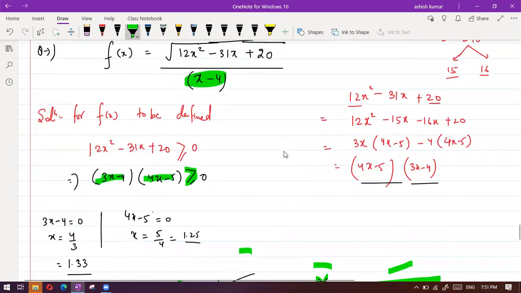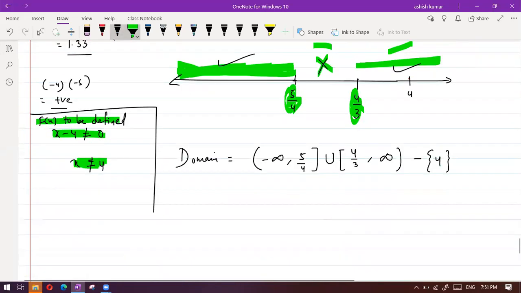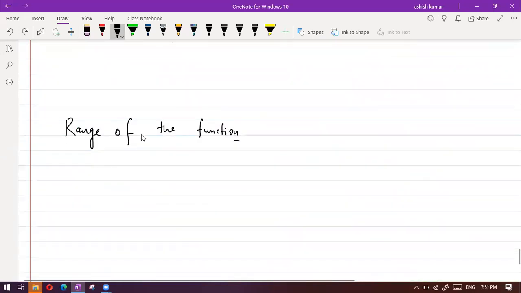So this is all about finding the domain of the function. How do we calculate? What type of question you will see here? Let's talk about the range. Can we move further? Yes, sir. Okay, now coming to the range of the function.